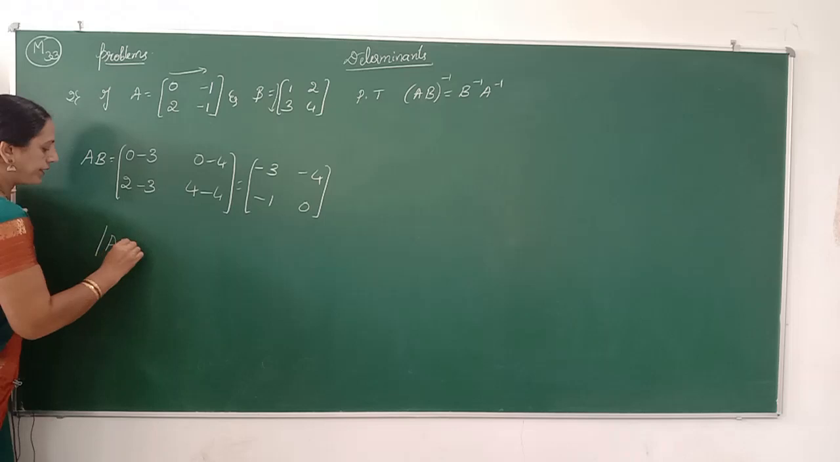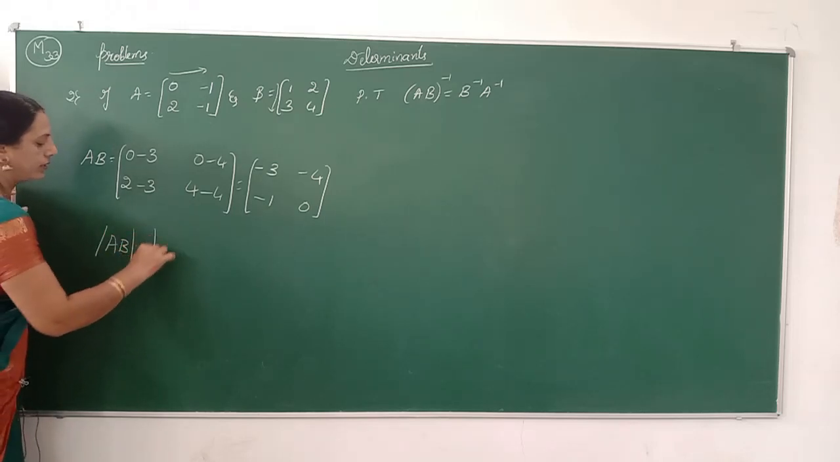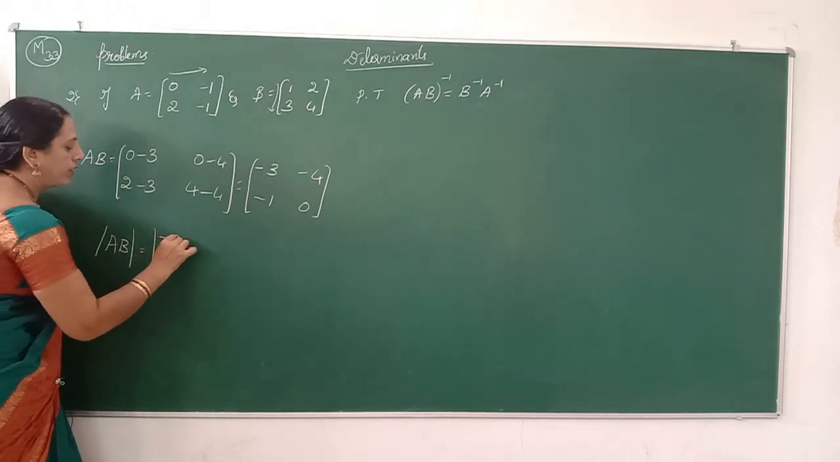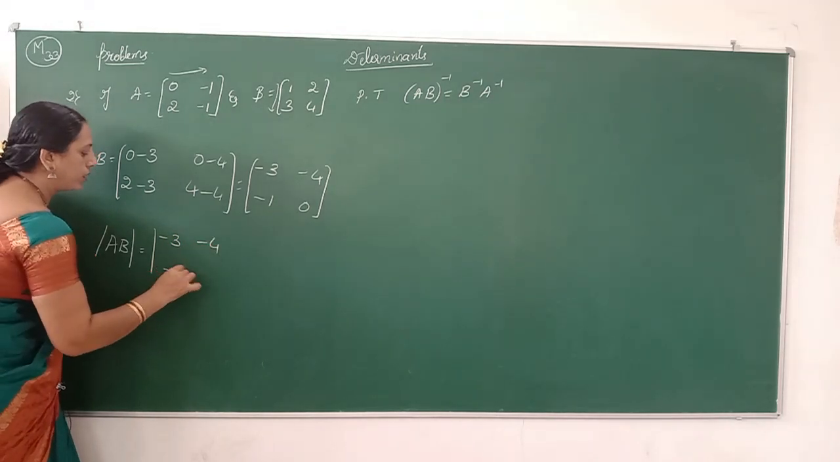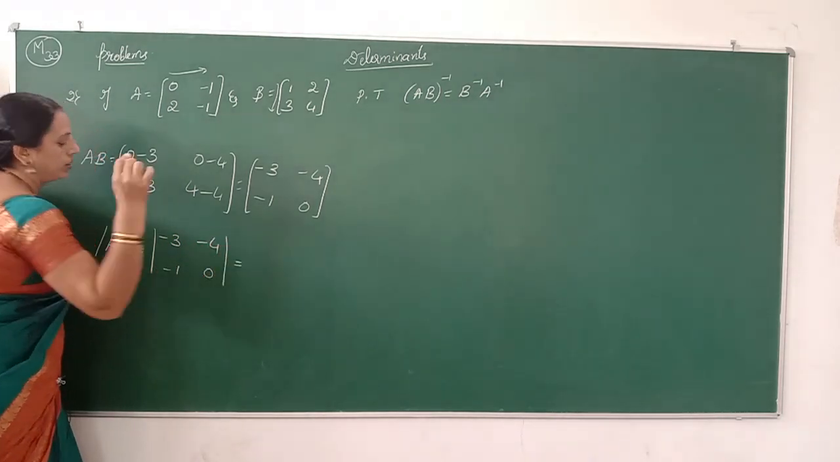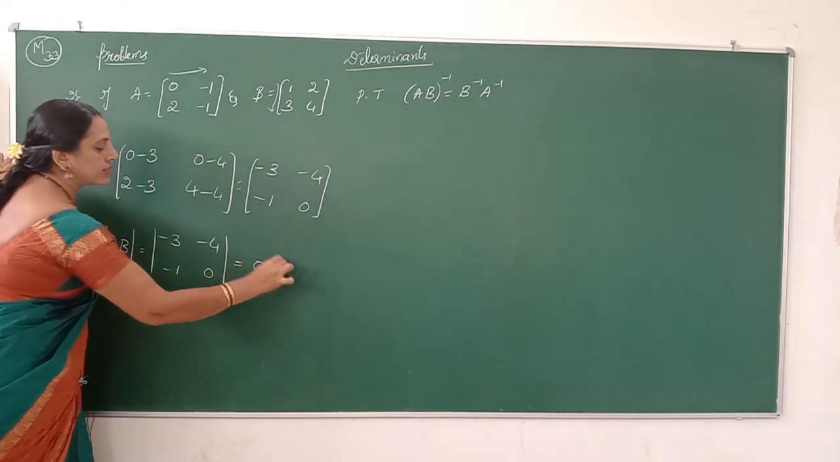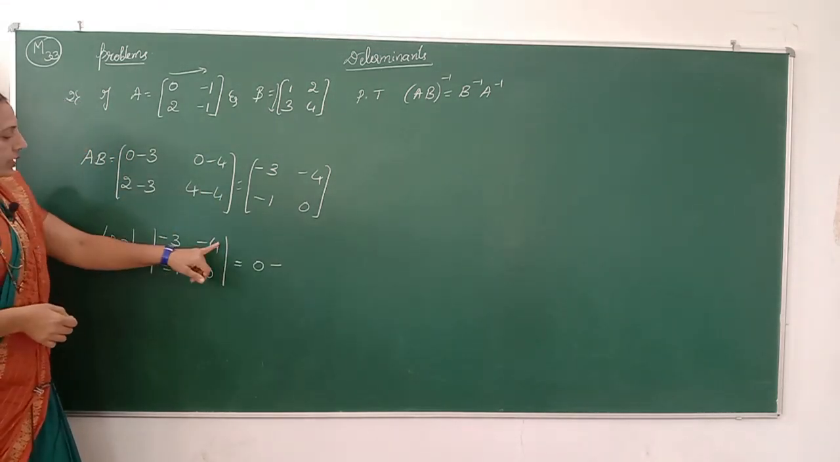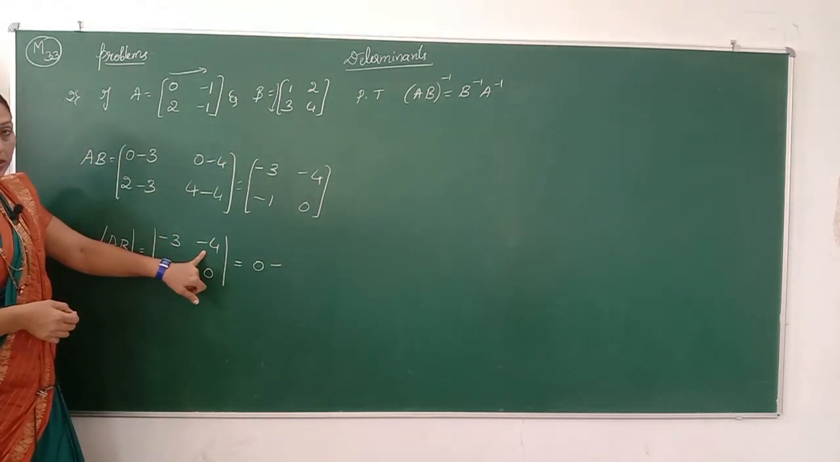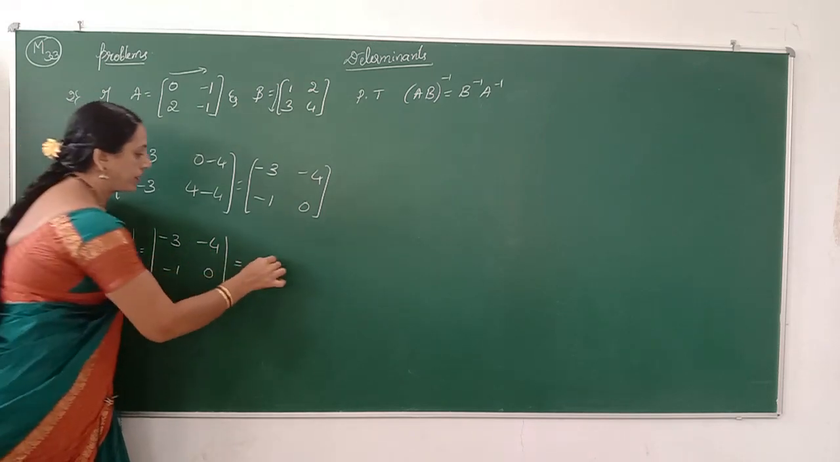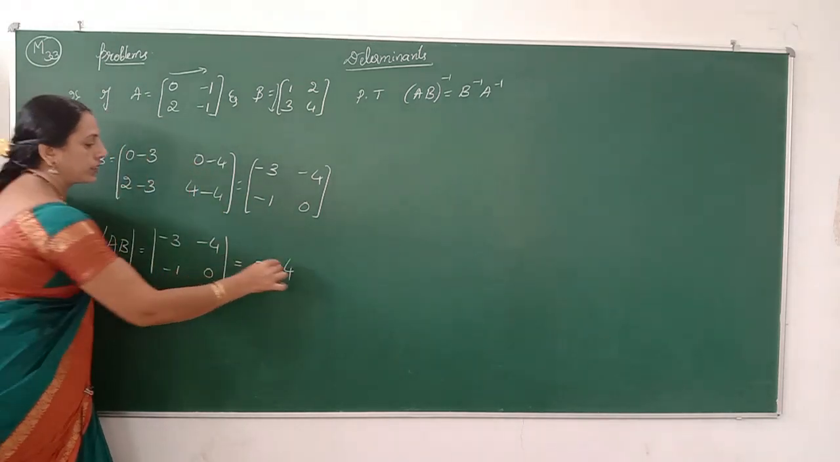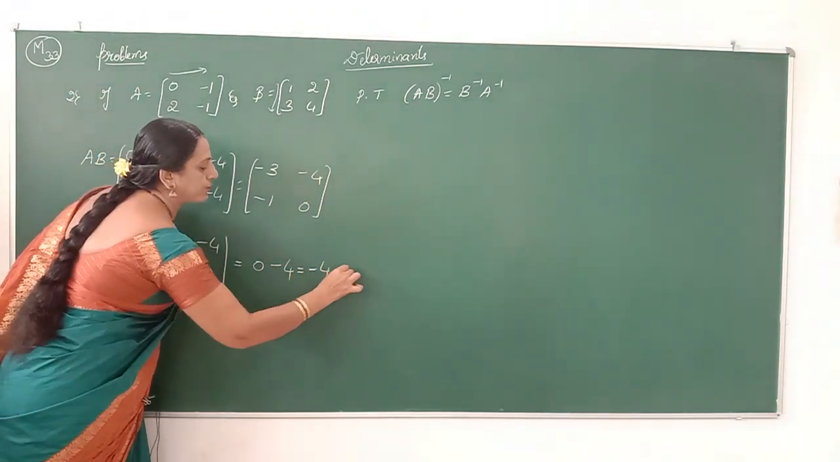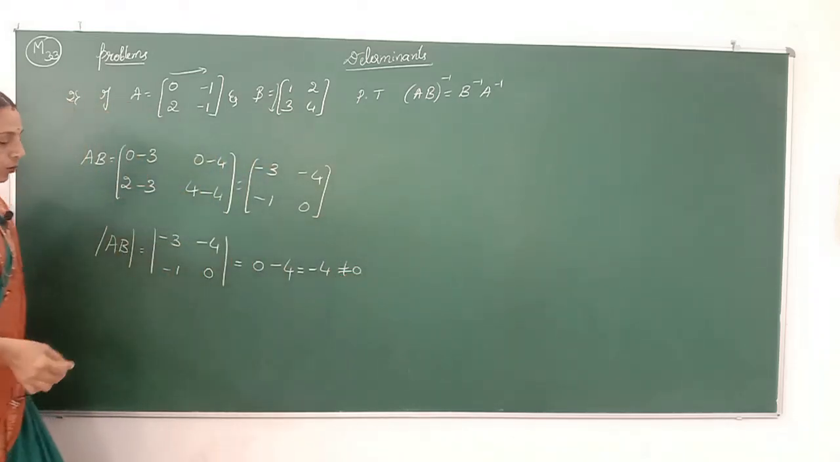Then we will find the determinant of A into B. That is the determinant of minus 3, minus 4, minus 1, 0. So the product of the left diagonal is 0, minus the right diagonal: minus into minus is plus 4, plus into minus is minus 4. That is 0 minus 4 is minus 4, and it is not equal to 0.